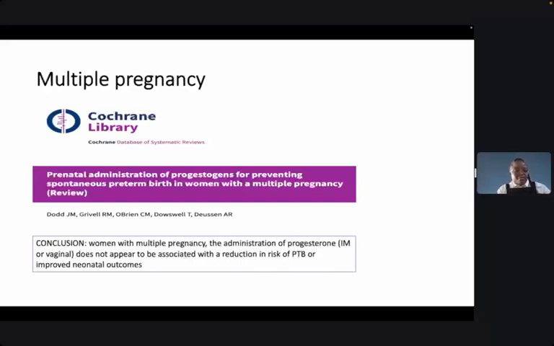And then the other biggest challenge is patients who we see with a multiple pregnancy. What about these patients? Is there a role for progesterone? A Cochrane review also looked at progesterone in terms of preventing spontaneous preterm birth in women who present with multiple pregnancies. Their conclusion was that in women with a multiple pregnancy, the administration of progesterone, whether IM or vaginal, does not appear to be associated with a reduction in risk of preterm birth or any improved neonatal outcomes.